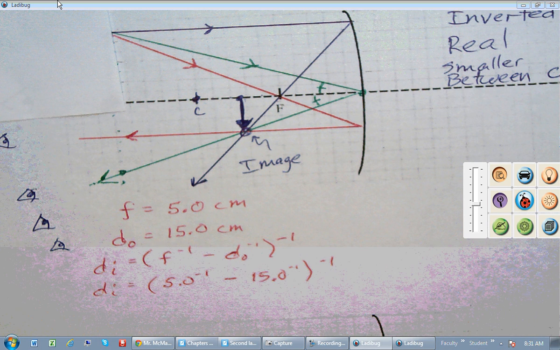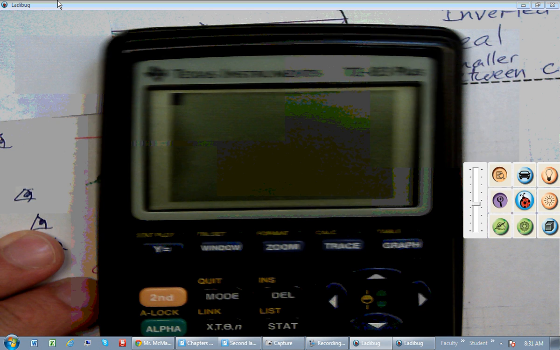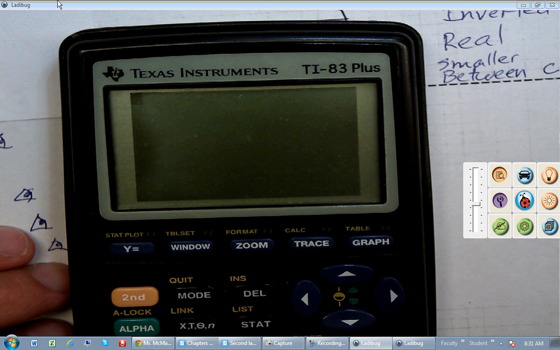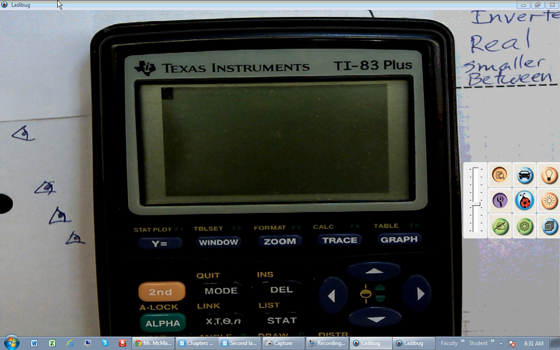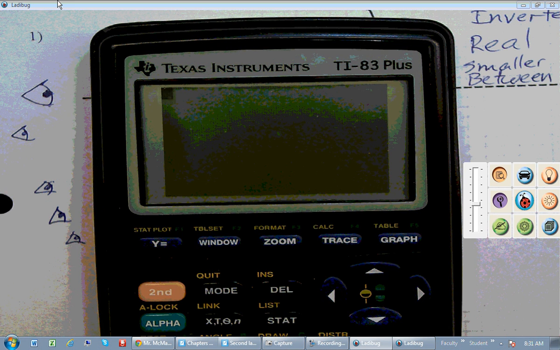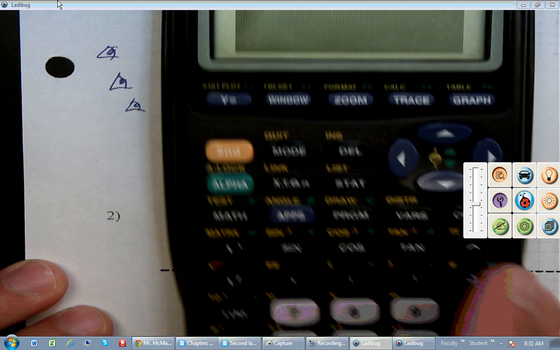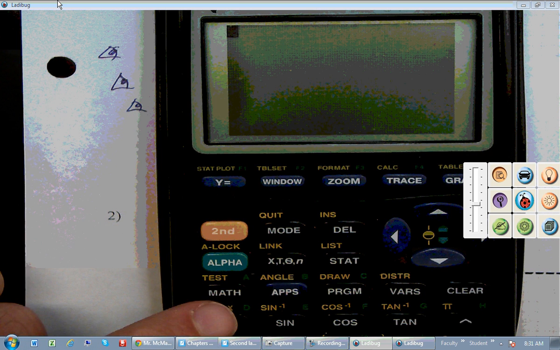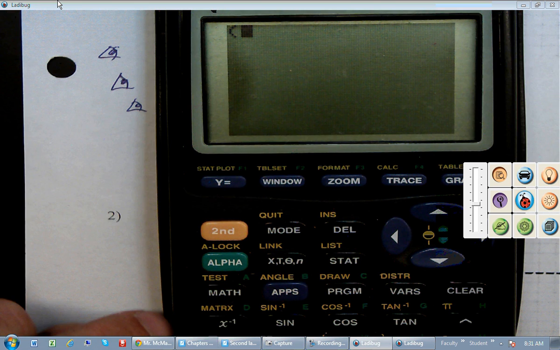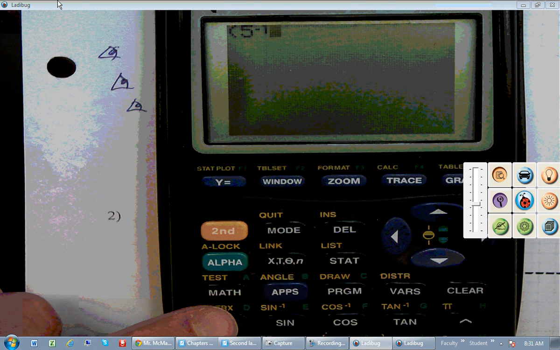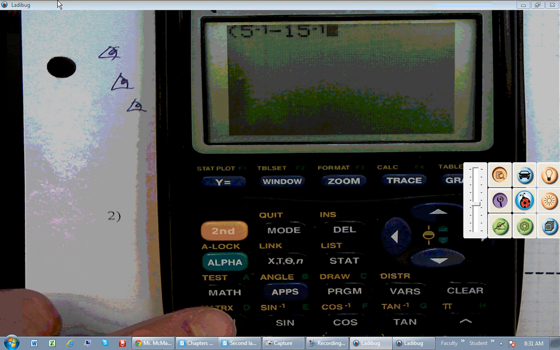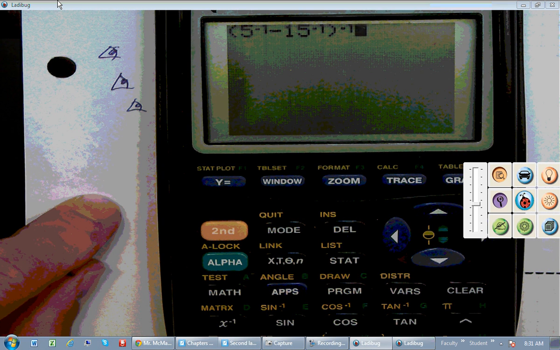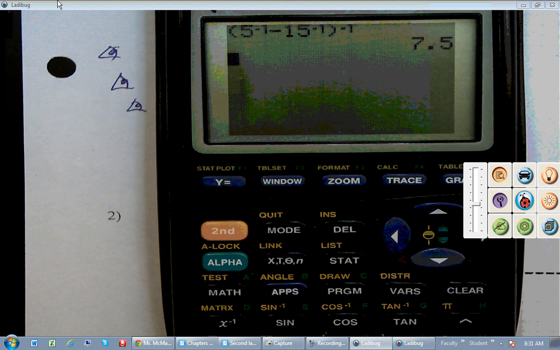So here's how I'm going to put this on my display. Hopefully this shows up pretty well. Let me maybe change the contrast just a little bit here. Here we go. So if you do this in parentheses, the inverse of 5 minus the inverse of 15, and then close the parentheses and hit the inverse key again. And it gives you a 7.5.